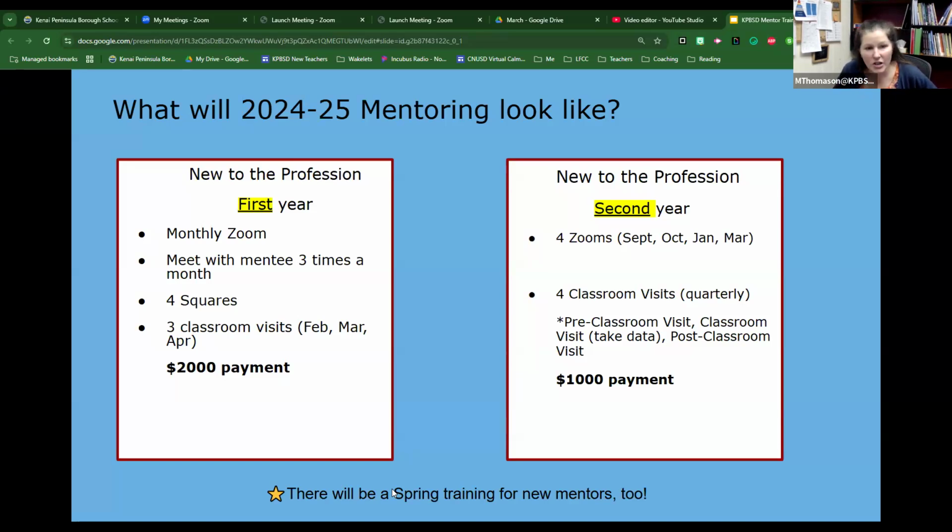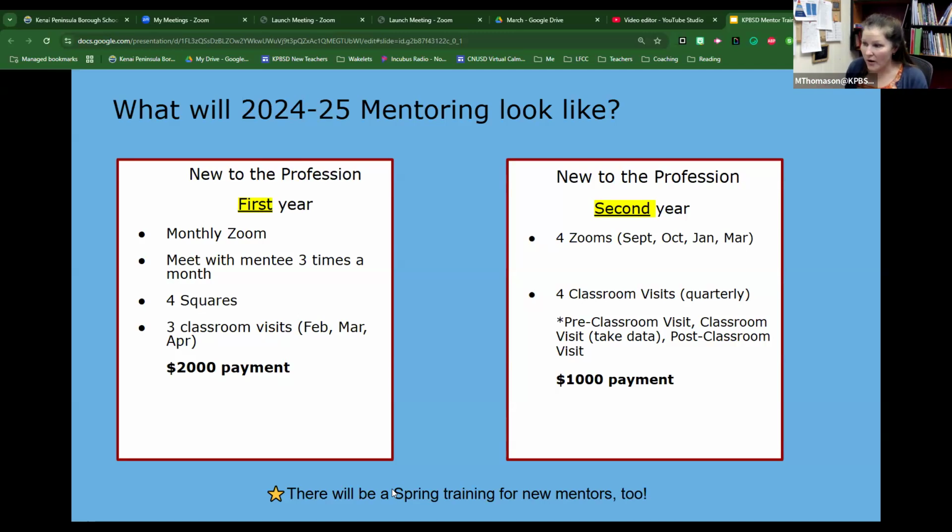So working with a mentee in their second year in the profession would be 4 classroom visits during the school year. Those visits would be quarterly, and there would be 4 Zooms. It looks different because new to profession teachers are no longer doing everything for the first time. In that second year, it's a good time to transition from induction, just teaching them how to do their job, to putting more of a focus on classroom instruction.